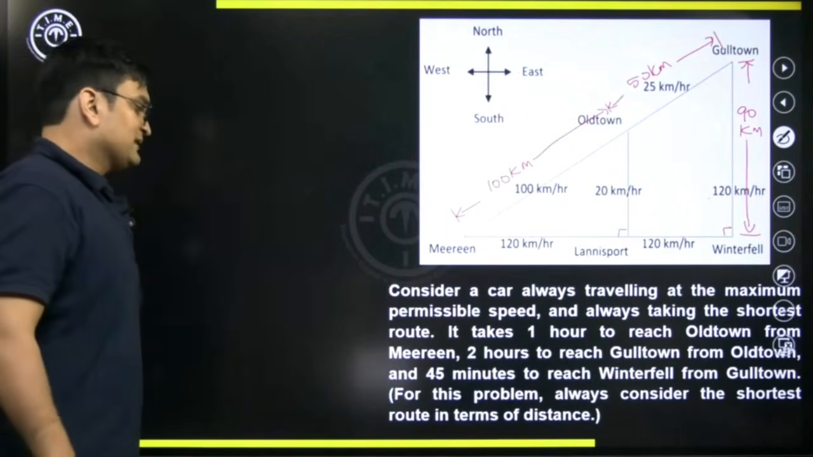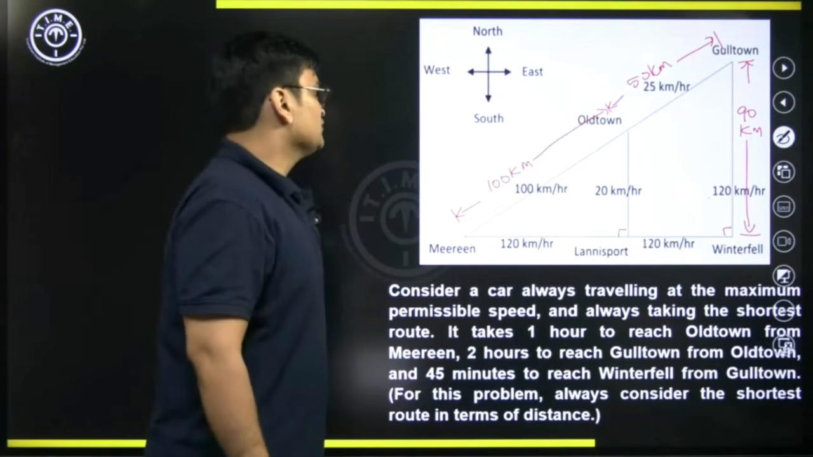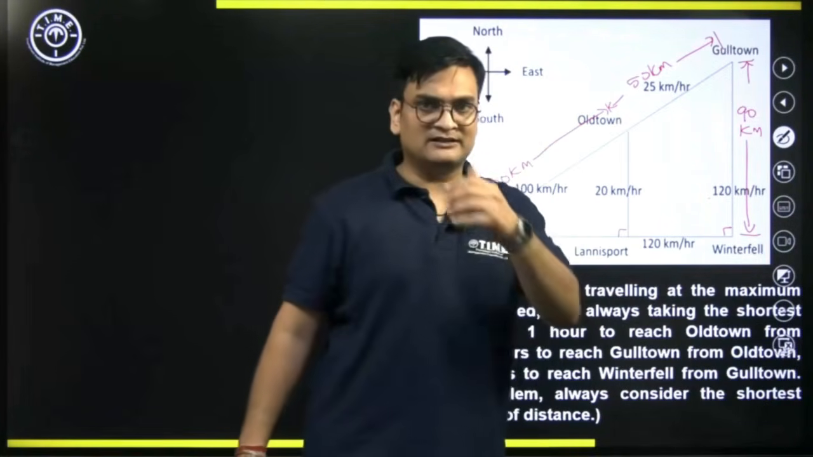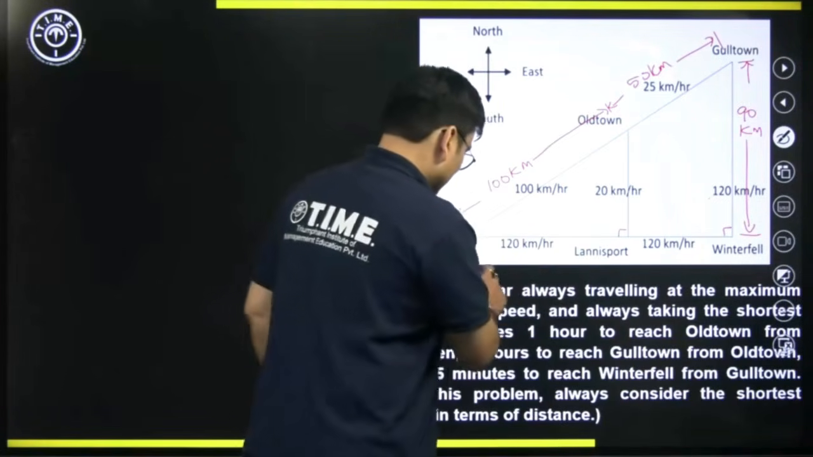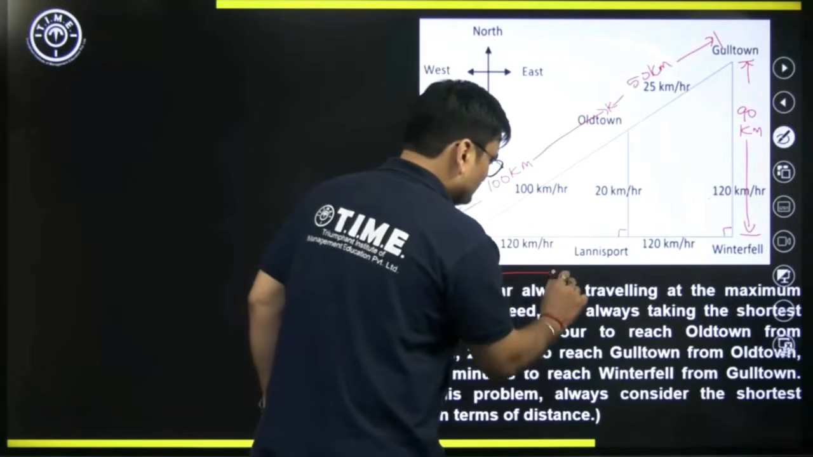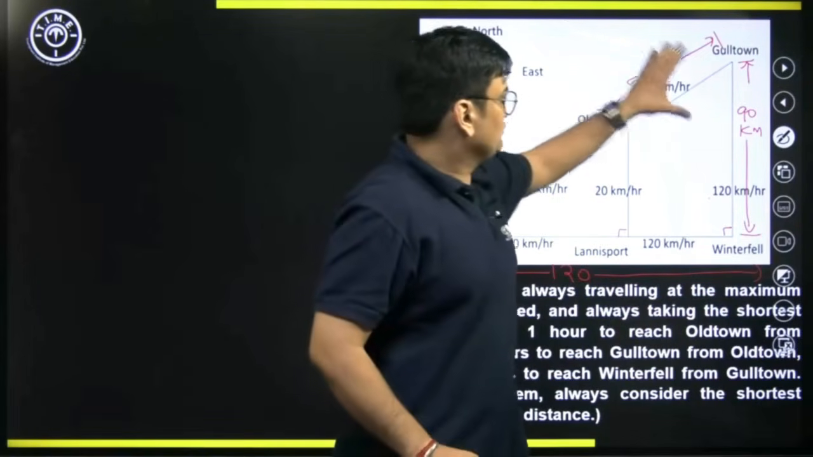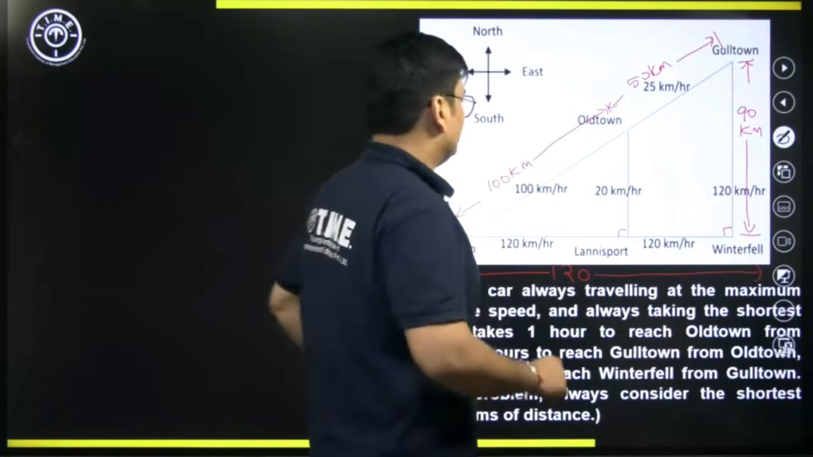For this problem, always consider the shortest route in terms of distance. So one more thing, please note, if this is 150, this is 90, in a right angle triangle, we can apply Pythagoras theorem. Using that, we will get this distance, entire distance as 120. The ratio is 5:3:4. 3, 4, 5 forms a right angle triangle.